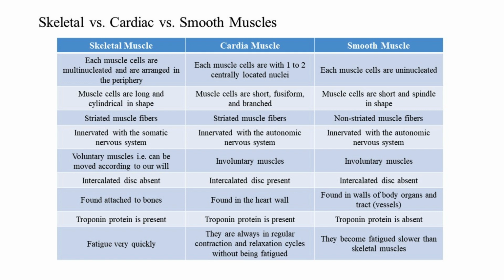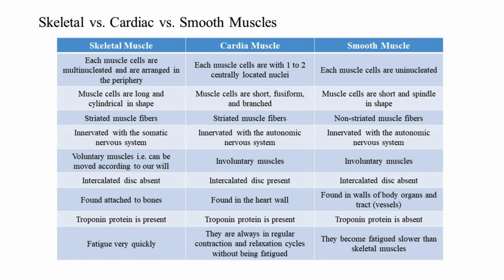Striated muscle fibers. Striated muscle fibers. Non-striated muscle fibers. Innervated with the somatic nervous system. Innervated with the autonomic nervous system. Innervated with the autonomic nervous system. Voluntary muscles, i.e., can be moved according to our will. Involuntary muscles. Involuntary muscles. Intercalated disc absent. Intercalated disc present. Intercalated disc absent.